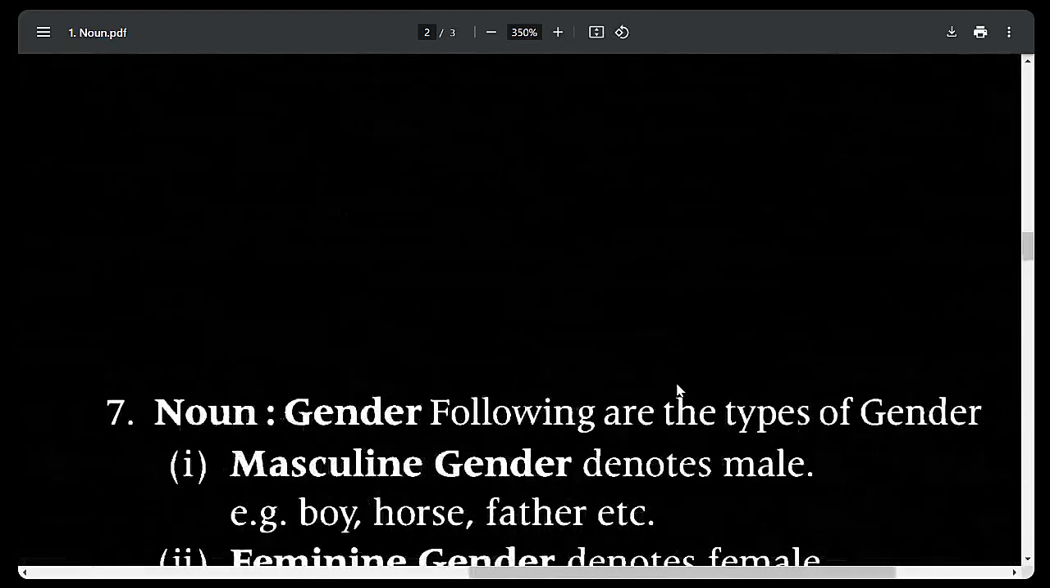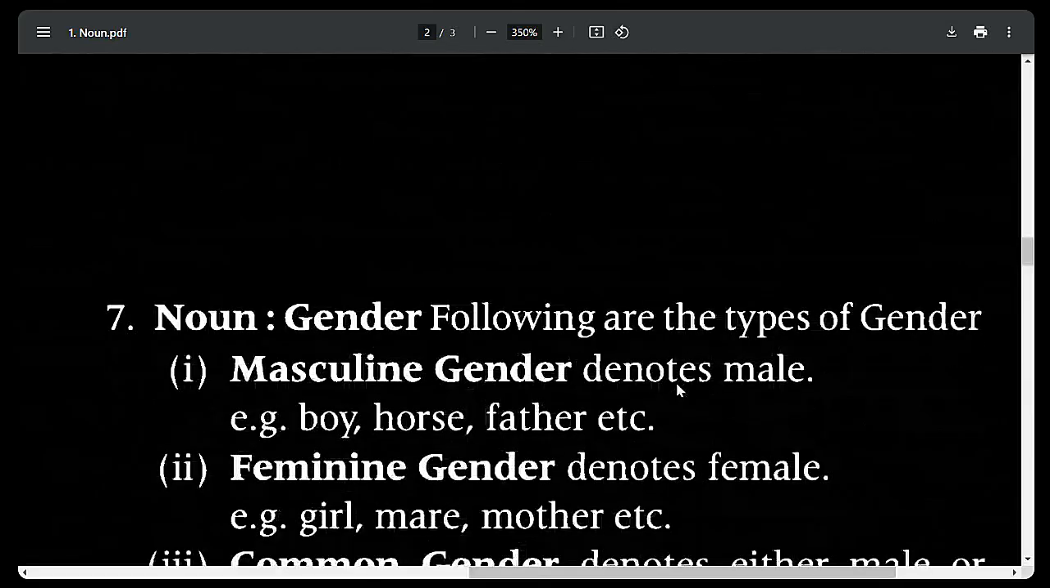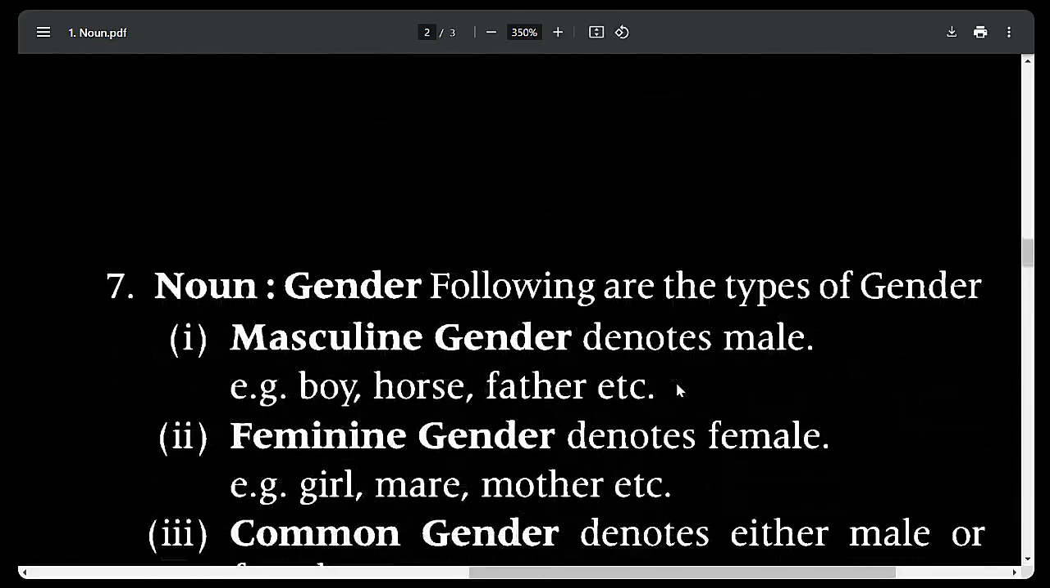Next, we are going to discuss noun gender. Following are the types of gender. Masculine gender is related to males. Boy is a masculine gender. Horse is a masculine gender. Father is a masculine gender.